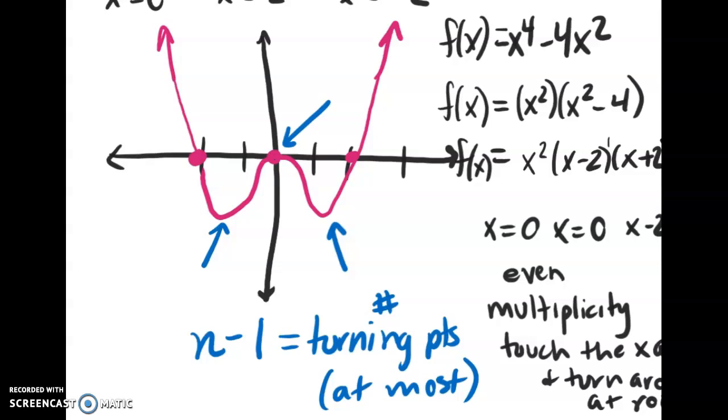A turning point, the definition is where the graph changes from increasing to decreasing, or vice versa, decreasing to increasing. So like here, we're seeing it go down, and then we see it go up. That's considered a turning point. Here we see it go up, and then we see it go down. That's a turning point. And then we see it go down and then up again. That's a turning point. So those are considered the turning points.